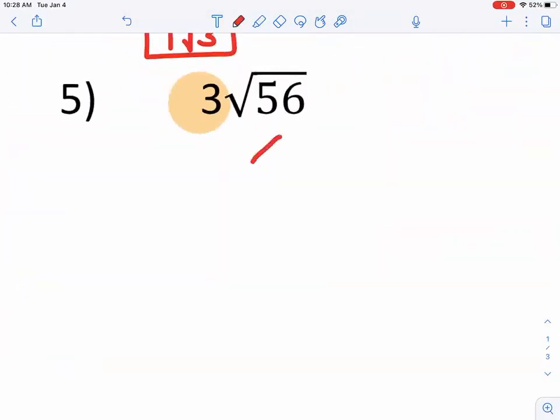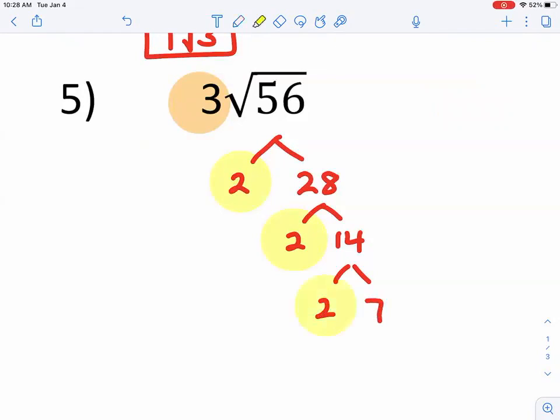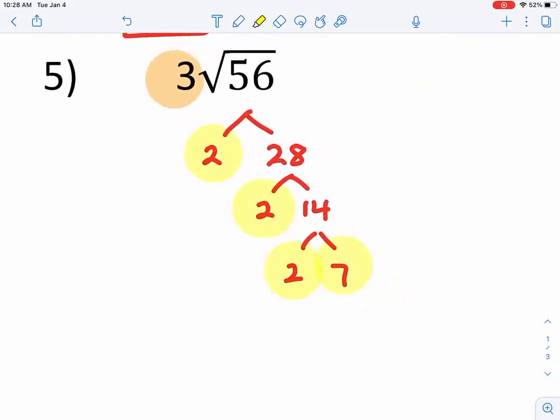My factor tree for 56? I know that's even, so that's going to be 2 times 28. And 28 is even, so that's going to be 2 times 14. 14 is even, that's going to be 2 times 7. Seven is actually a prime. So I have now factored it all the way down where I have all prime numbers.